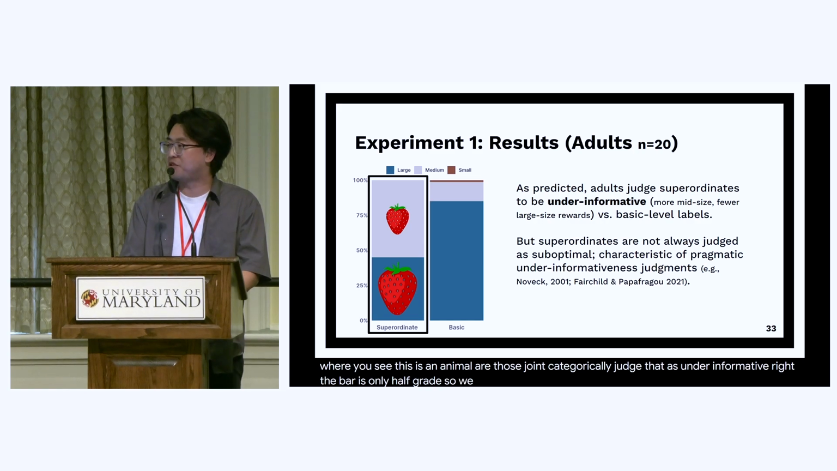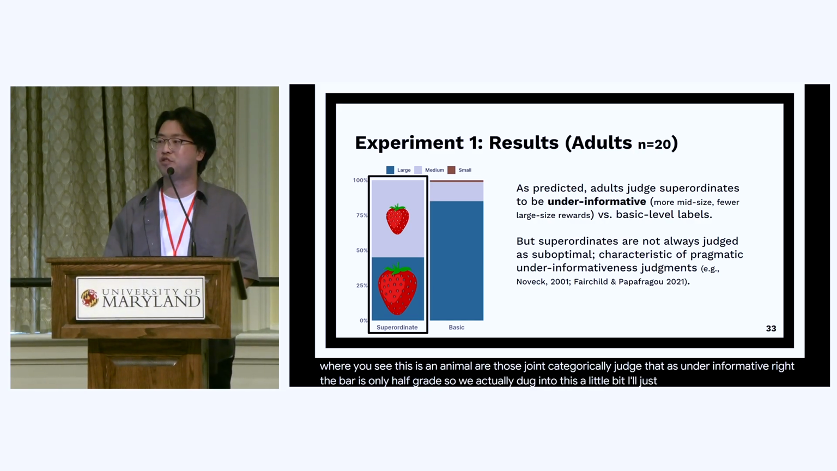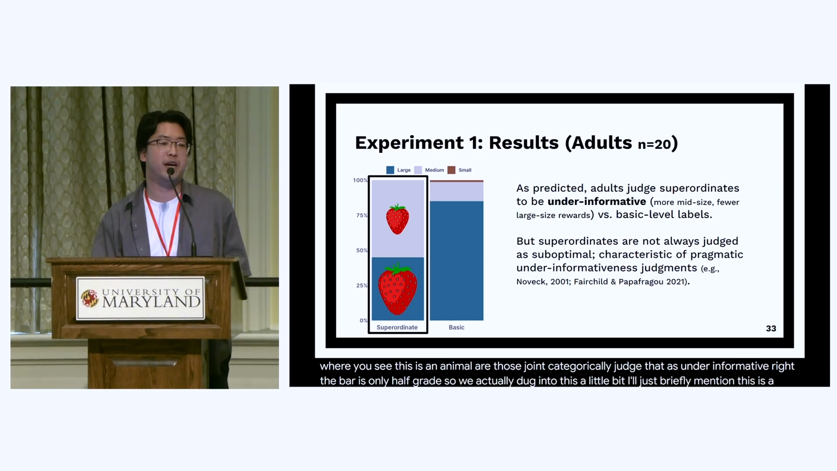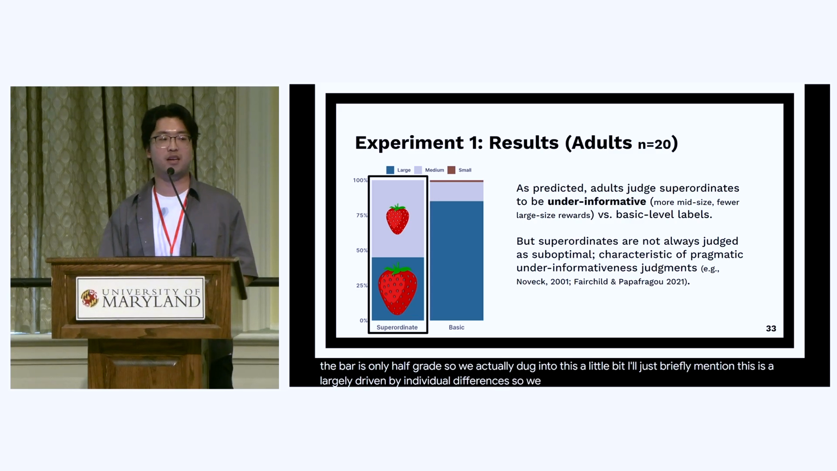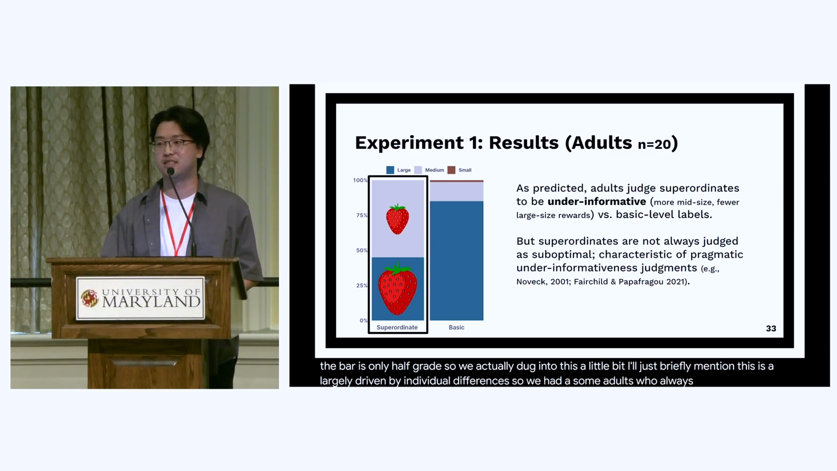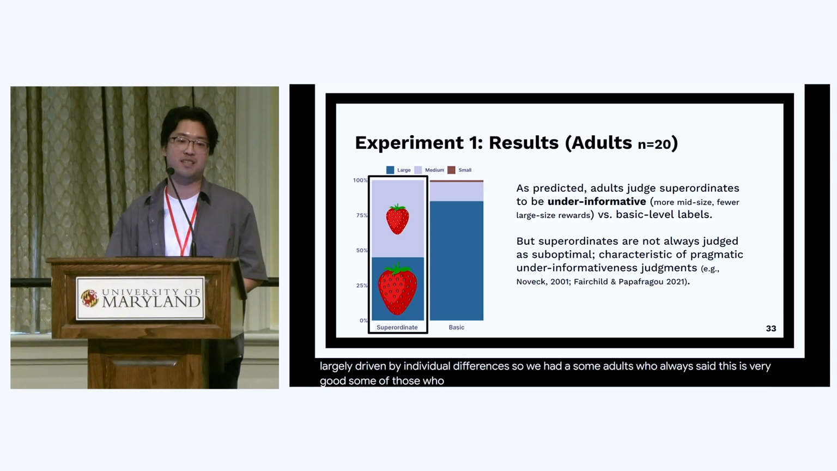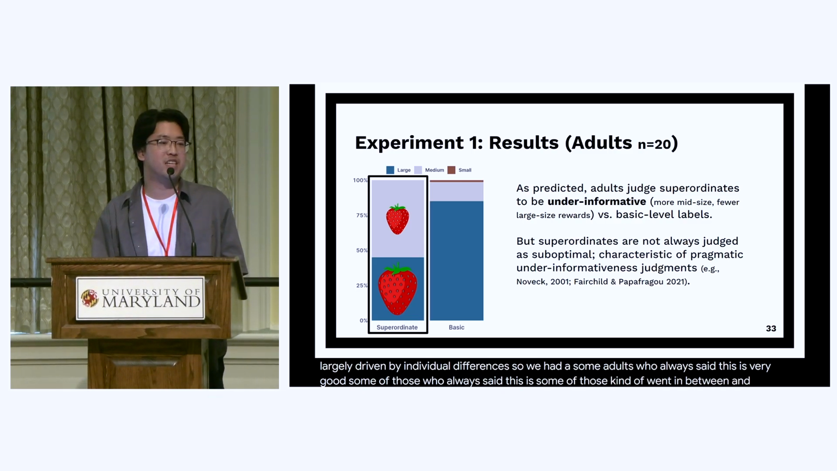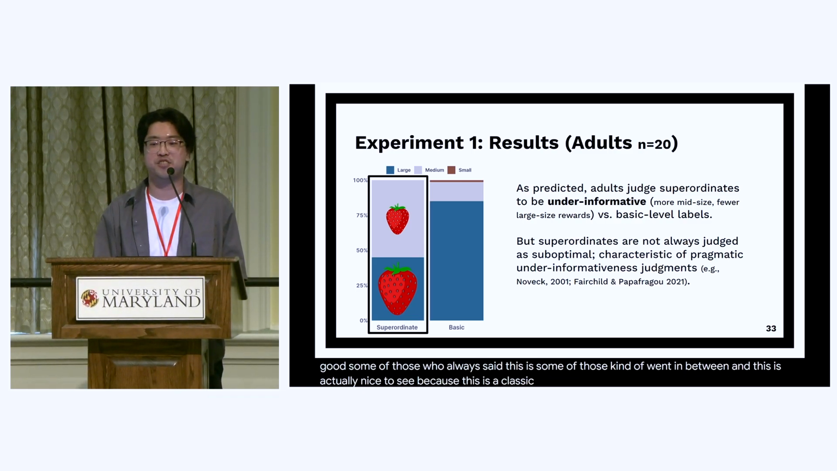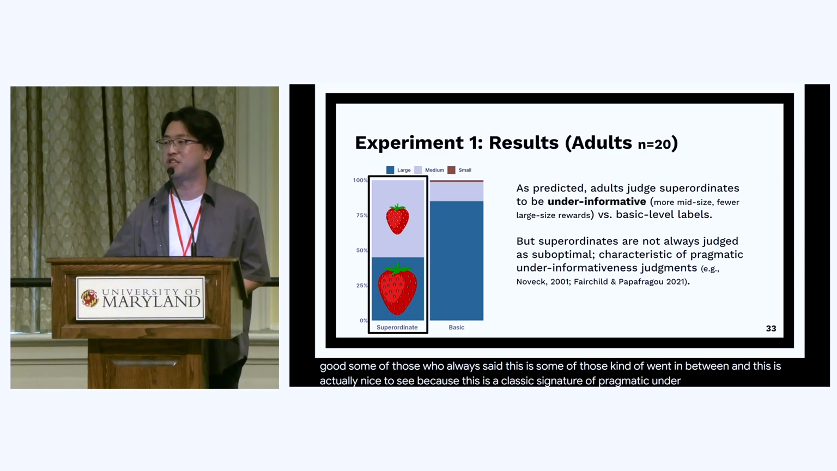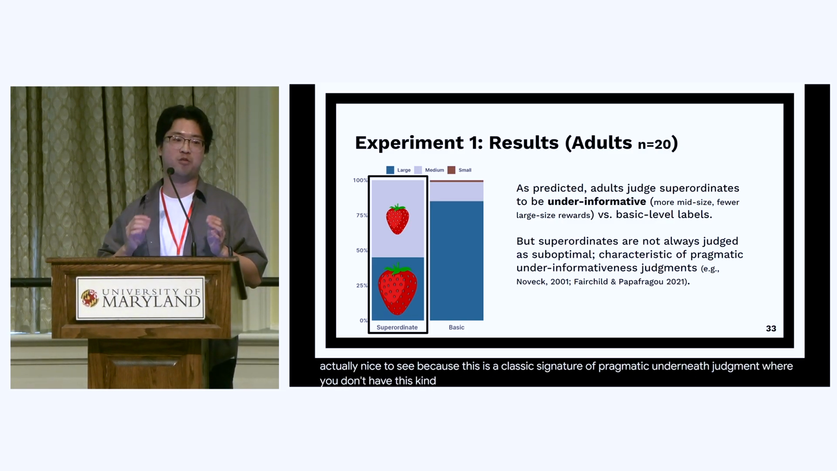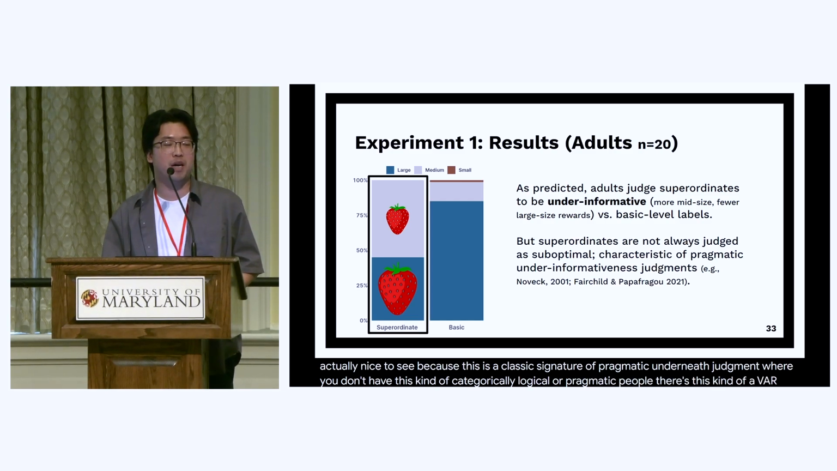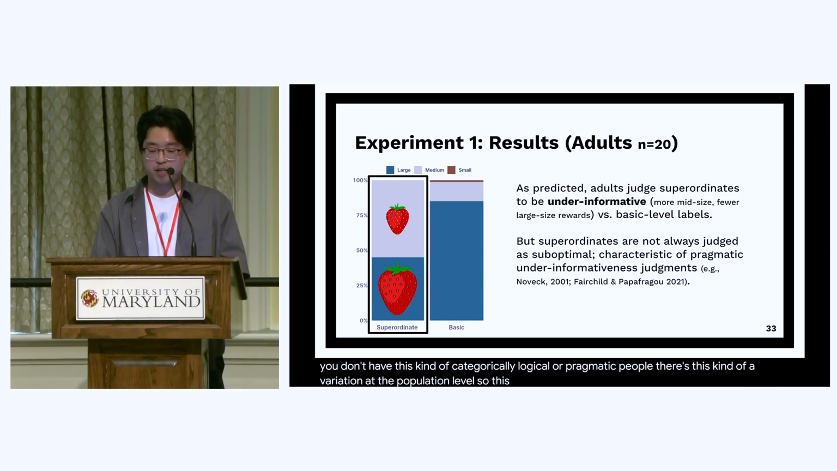So we actually dug into this a little bit. I'll just briefly mention, this is largely driven by individual differences. So we had some adults who always said this is very good, some adults who always said this is infelicitous, some adults who kind of went in between. And this was actually nice to see because this is a classic signature of pragmatic underinformativeness judgment where you don't have this kind of categorically logical or pragmatic people. There's this kind of variation at the population level. So this was independently interesting to see.